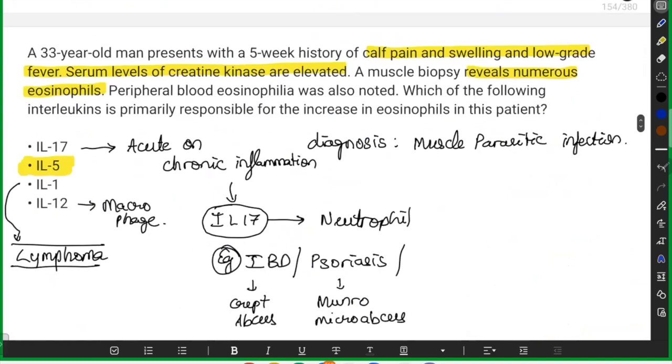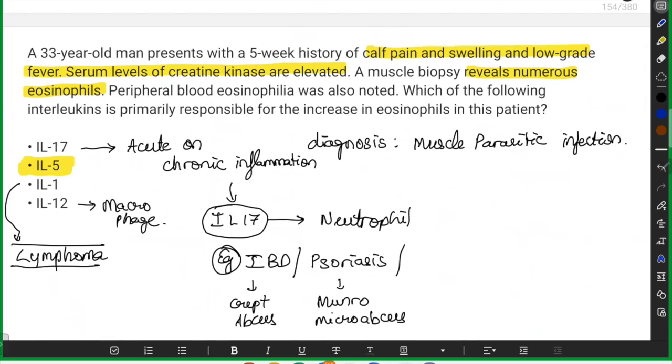A 33-year-old man presents with a 5-week history of cough, pain, and swelling and low-grade fever. Serum level of creatine kinase is elevated. So whenever you have creatine kinase elevated, your mind should connect with your biochemistry, where we read that CK is present in myocardium, CK is present in skeletal muscle, CK is present in the muscles basically. So muscle biopsy you're going to take, and it reveals numerous eosinophils. So your muscle is going to have eosinophils, and the peripheral blood smear has eosinophils.